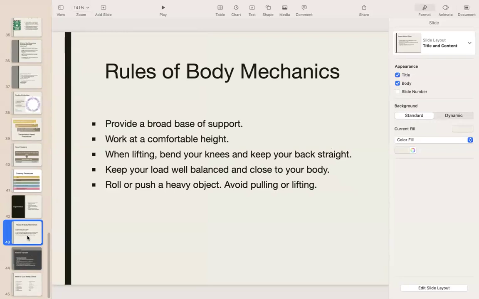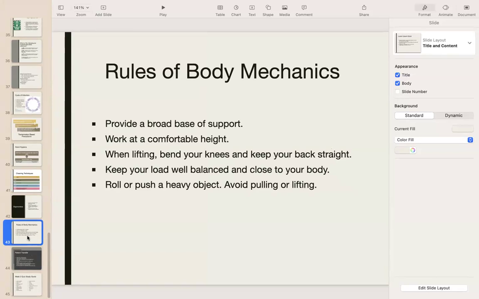So if we have to lift something or move something, how do we properly do that? You want to provide a broad base of support, work from a comfortable height. When you're lifting, you want to bend at your knees and keep your back straight. You want to keep your load well balanced and close to your body. You want to try to roll or push a heavy object instead of pulling or lifting.